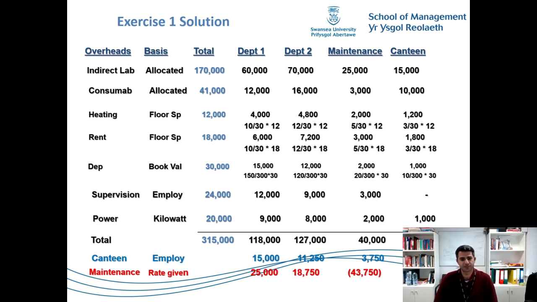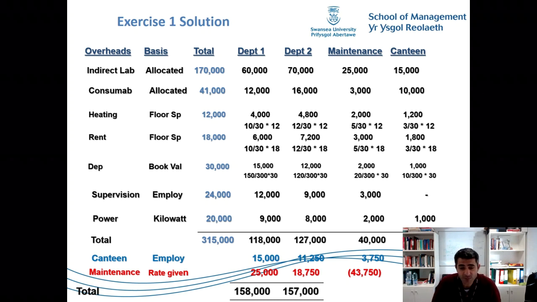So maintenance, the basis rate given in the question, the £43,750, has been reallocated based on the rate given in the question, 42.85% and 57.15%. And at the end of the day, as you see, the total canteen equals 0 now, isn't it? So step 2b finished, right? Why finished? Because now the total cost of service department is 0.